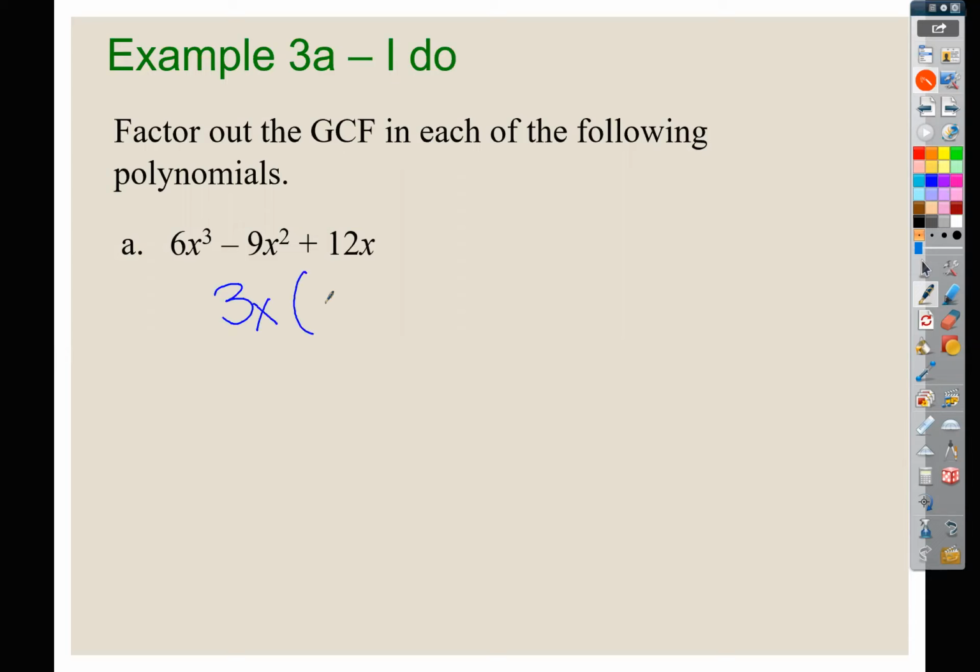Now, to factor this, I'm going to say, what would I have to multiply by 3x to get 6x cubed? I would have to multiply by a 2 and 2 more x's. What do I have to multiply by 3x to get negative 9x squared? I would have to multiply by a negative 3 and I need 1 more x. What do I have to multiply by 3x to get 12x? 4.